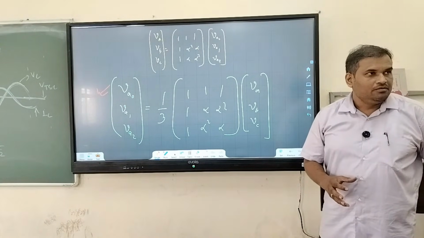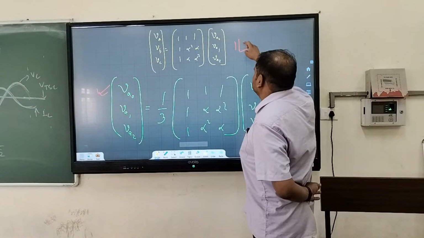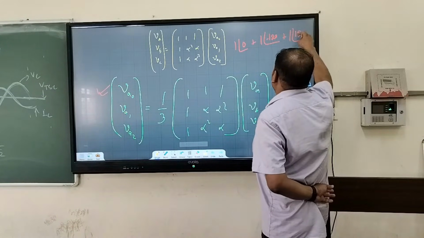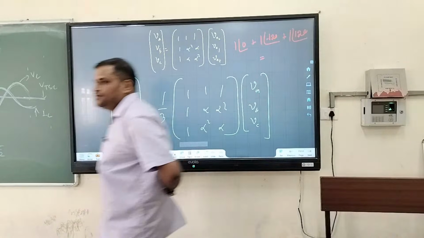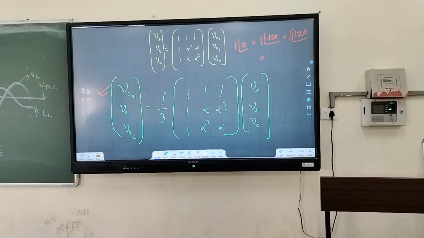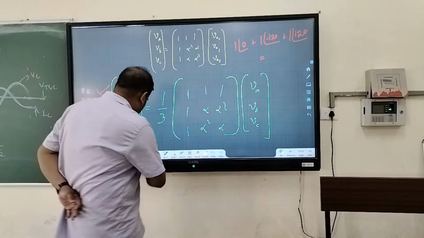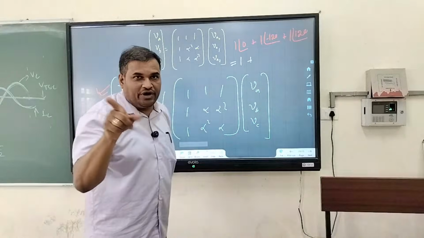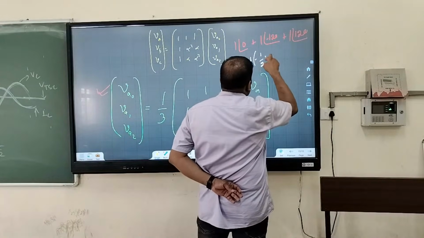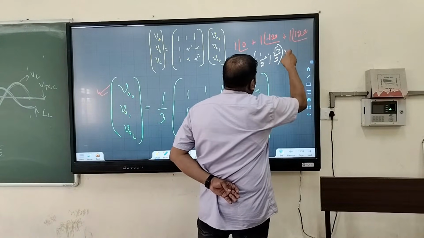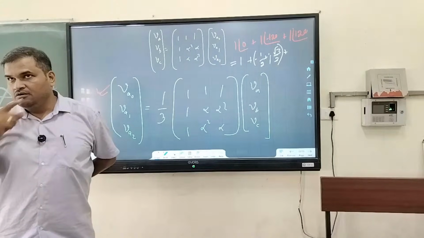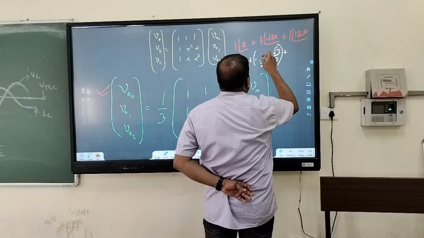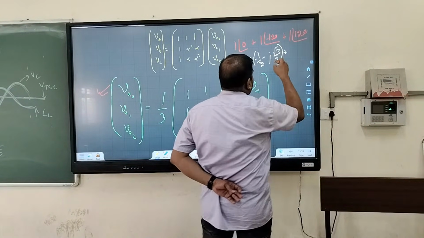कभी आपने ऐड किया है 1 angle 0 plus 1 angle minus 120 plus 1 angle 120? What will be this value? I will show you here. This will be 1, right? 1 angle minus 120 will be minus 1 by 2 minus j root 3 by 2.